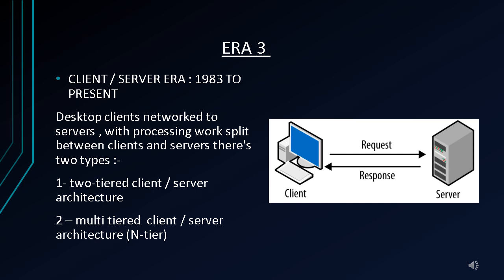Era 3, client-server era, from 1983 to present. Desktop clients networked to servers, with processing work split between clients and servers. There are two types. First, two-tiered client-server architecture. Second, multi-tiered client-server architecture.